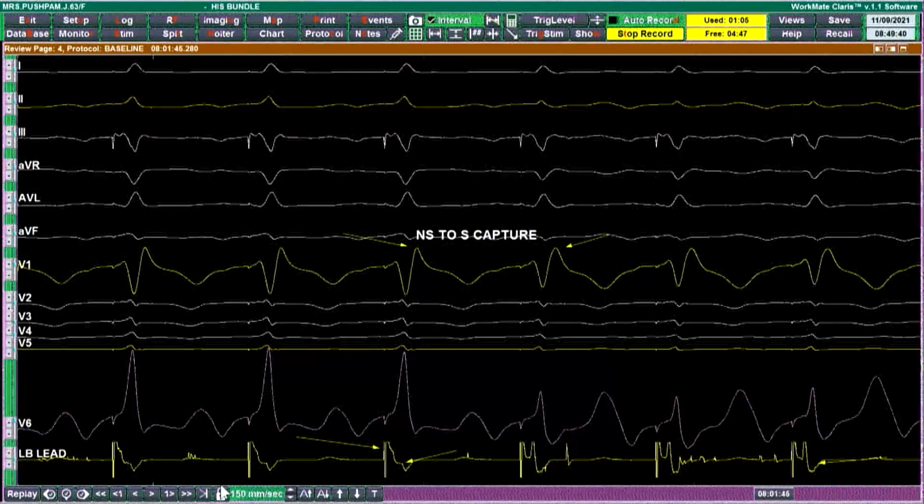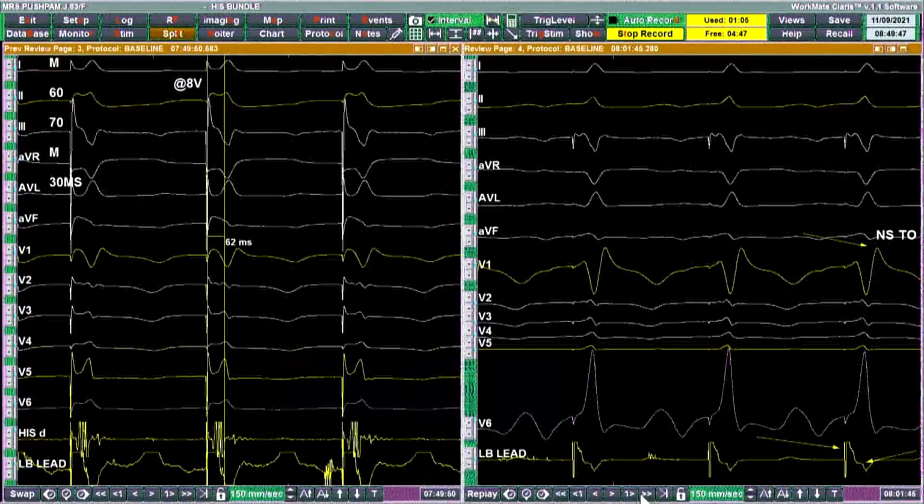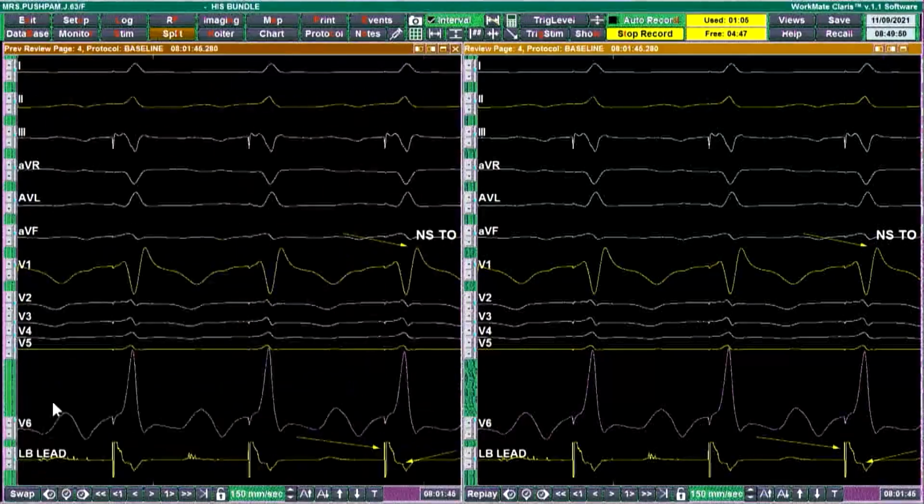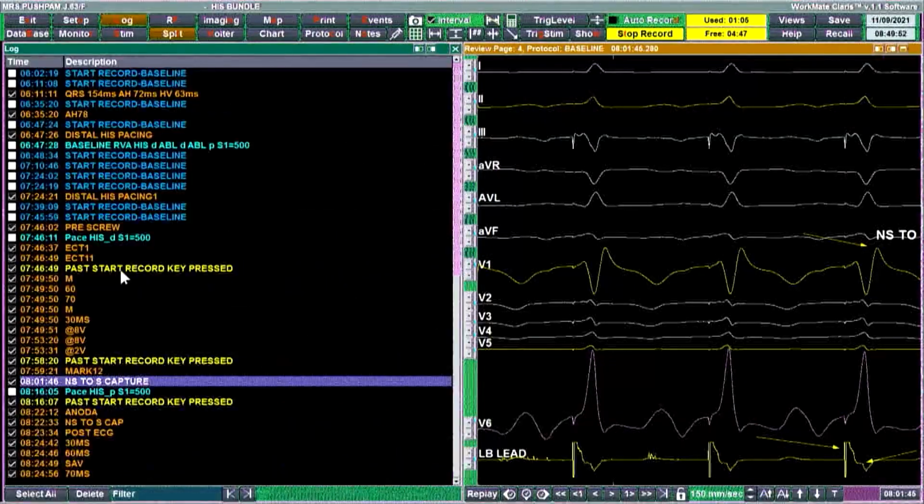This I predicted when I saw the template beat. The template beat also had a similar morphology. Can you open the template beat? I was briefly discussing this selective and non-selective capture when I showed that PVC.